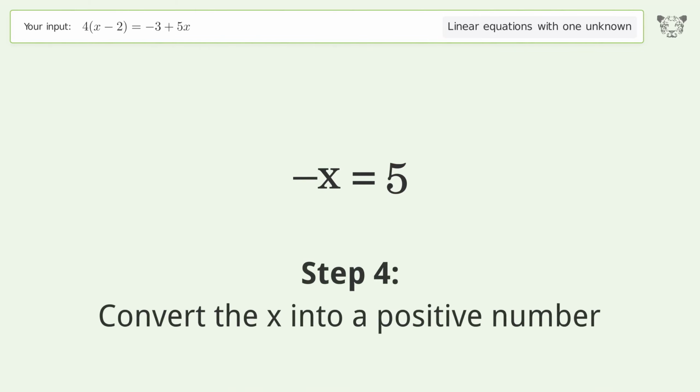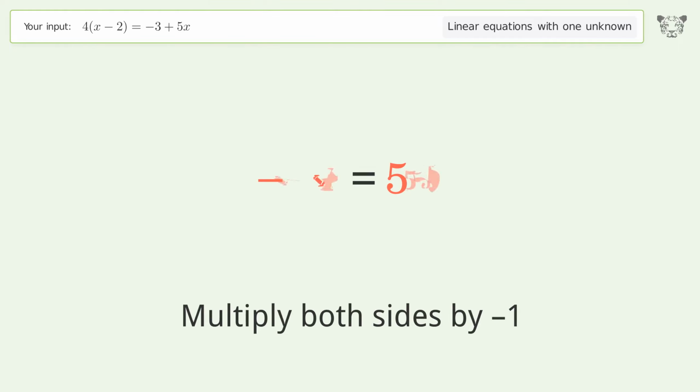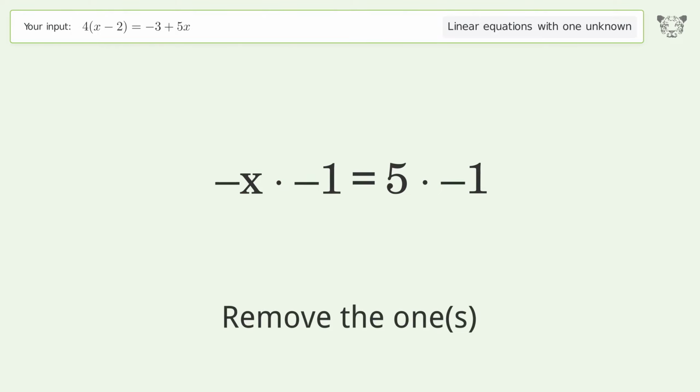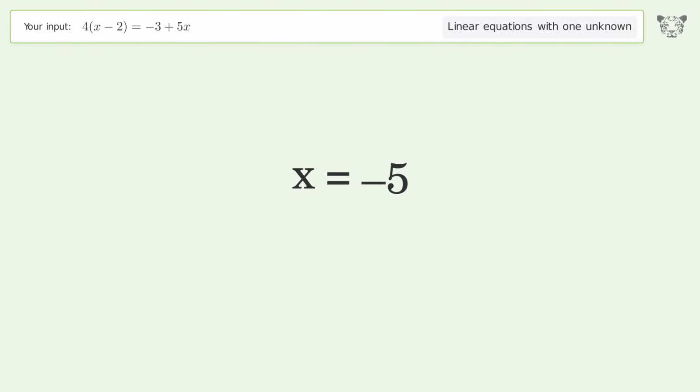Convert the x into a positive number. Multiply both sides by -1. Remove the ones. Simplify the arithmetic. And so the final result is x equals -5.